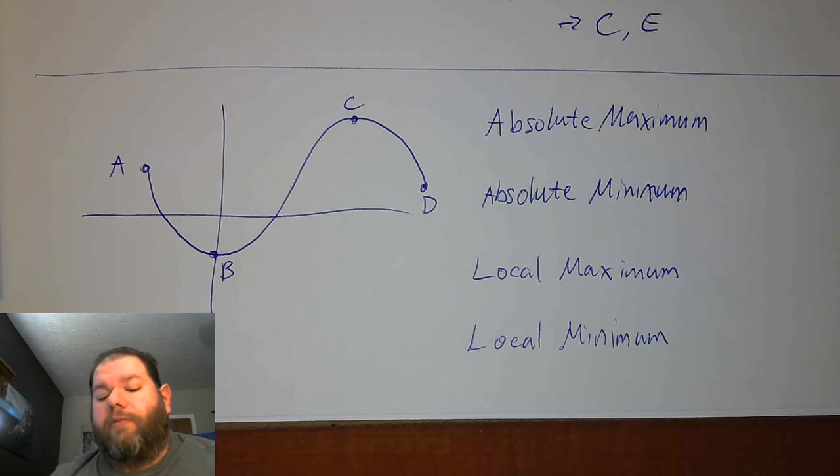What is our absolute maximum in this case? We don't have any arrows, so we know the graph doesn't keep going. So this is the entirety of the graph right here.